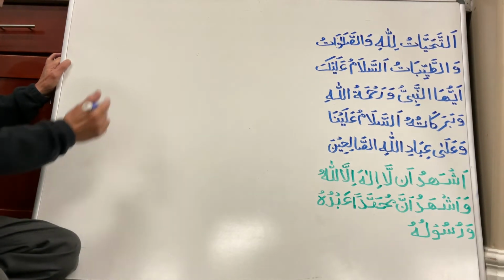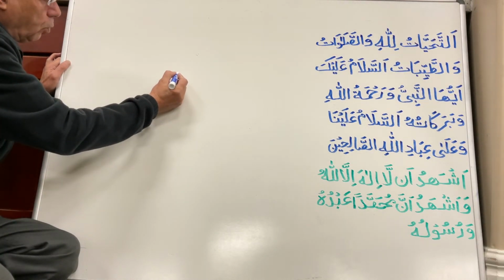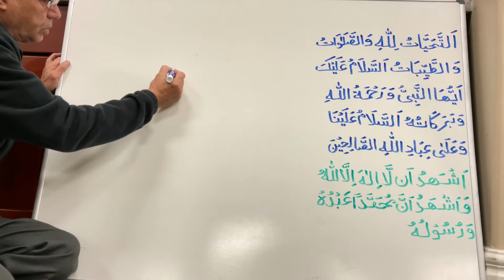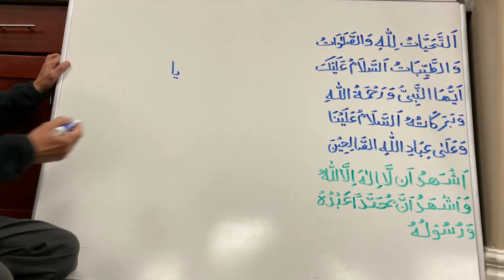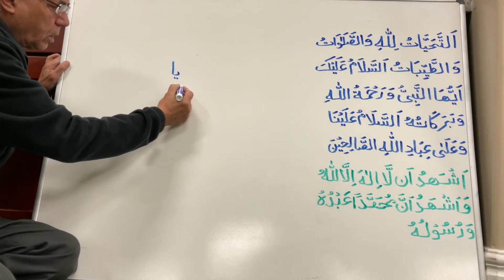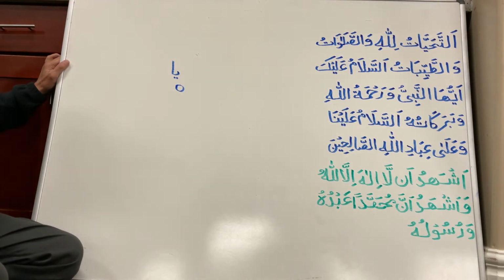One distinction that happens: ya is used to address someone as a harf nida, and it means oh. You're saying, oh, you, the person, you use ya.